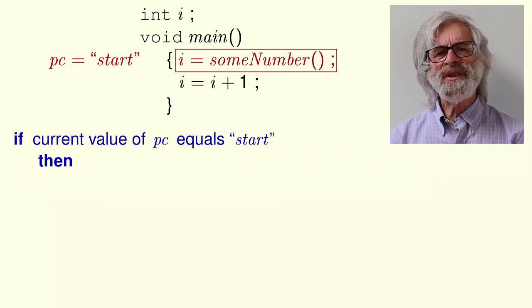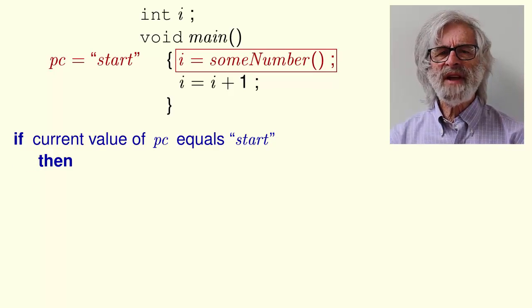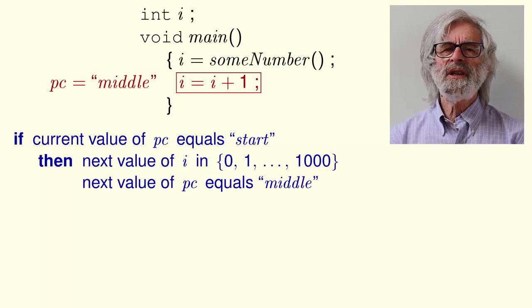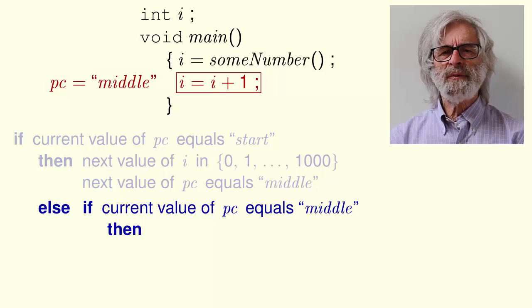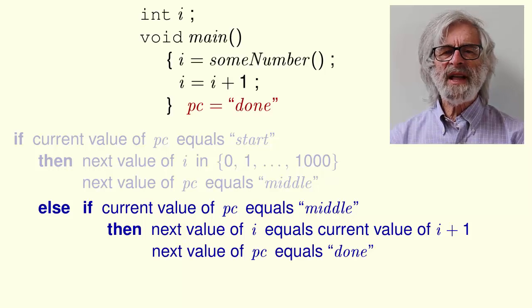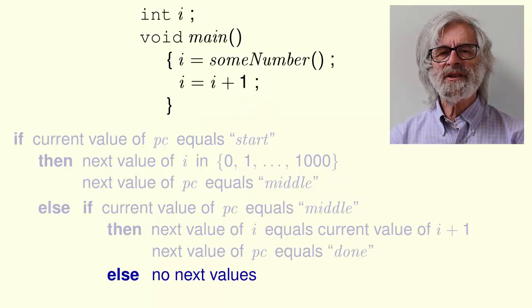If the current value of PC equals start, then the next value of I can be any number in the set of integers from 0 through 1,000. And the next value of PC is the string middle. If not, if the current value of PC equals middle, then the next value of I equals the current value of I plus 1. And the next value of PC is the string done. Otherwise, the only remaining possibility is that PC equals done, and the program has finished. So there are no next values of I and PC.